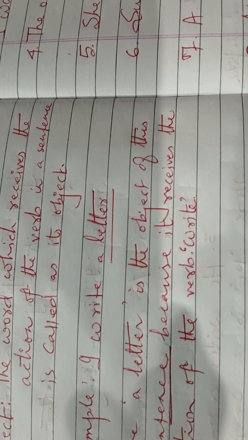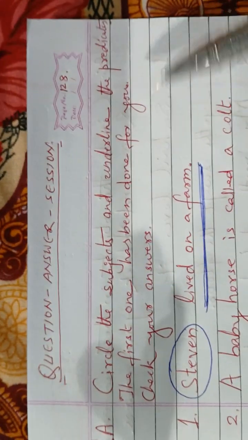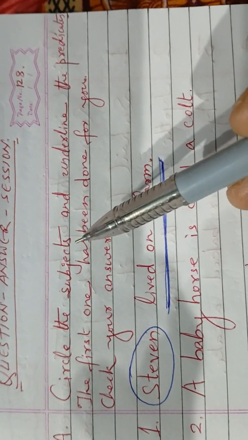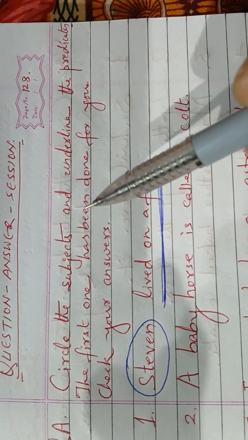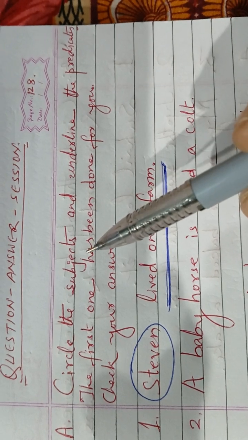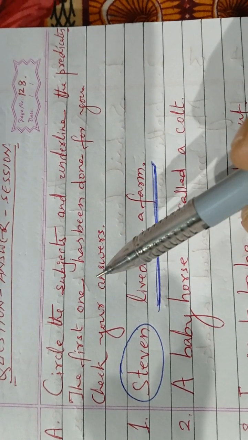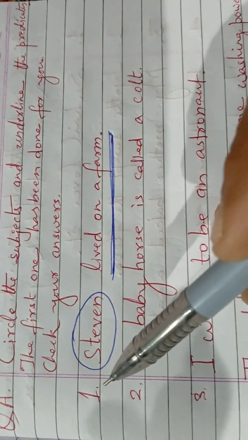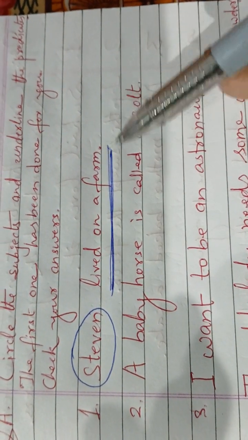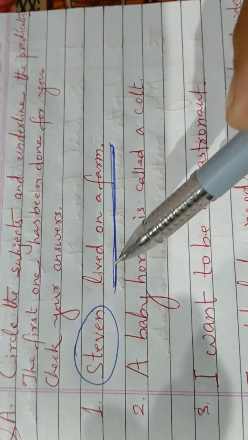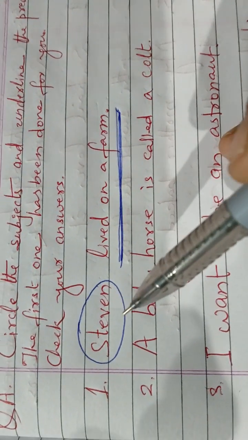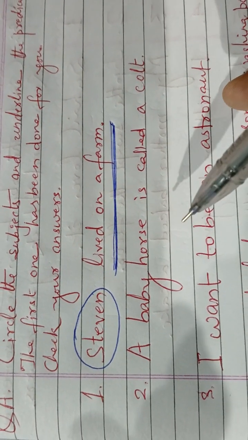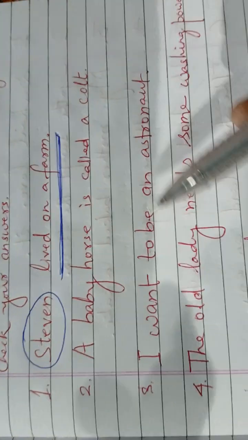Now, come to learn through question answer mode. Page number 128. Question A. Circle the subjects and underline the predicate so that you can learn both the terms subject as well as predicate. The first one has been done for you. Check your answers. First, Steven lived on a farm. Here the subject is Steven and lived on a farm is the predicate. In the same way, you need to circle the subject of given sentences and underline the predicate.